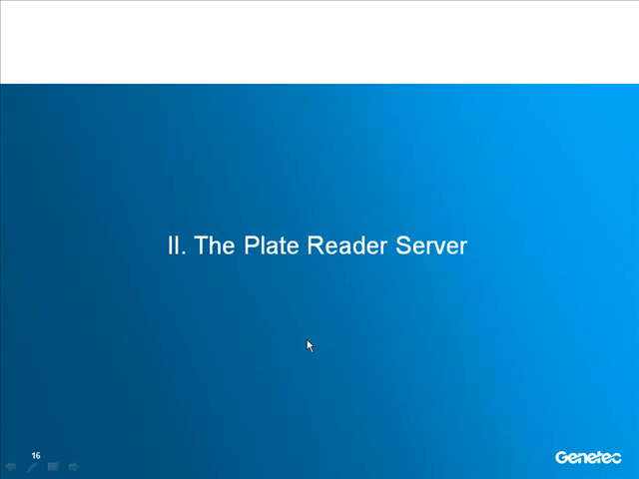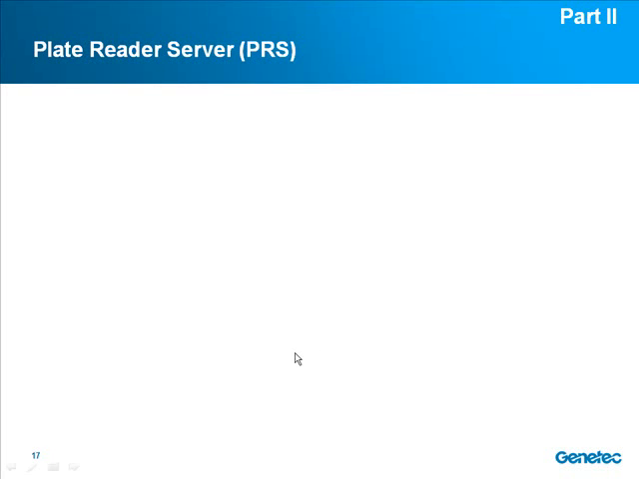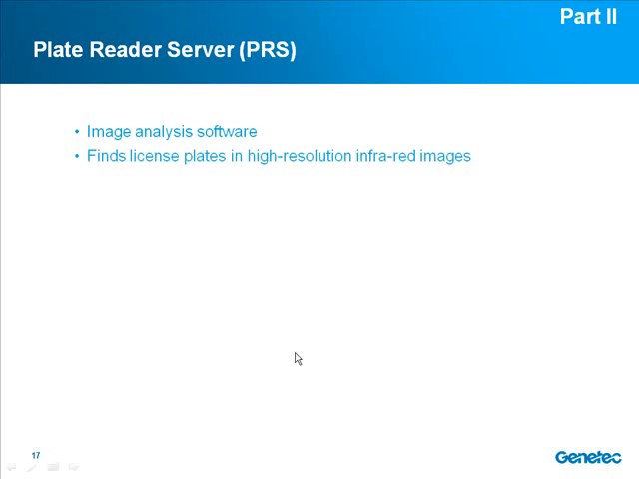So now we'll take a look at the PRS, or Plate Reader Server, which is the main software running on the Sharp system that does the actual plate reading and processing. The PRS is image analysis software, which checks high-resolution infrared images to find license plates. In order to find license plates, the analysis is done based on a regional context in order to define what a license plate looks like.